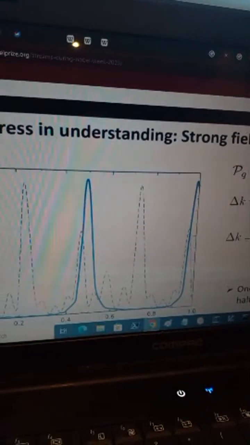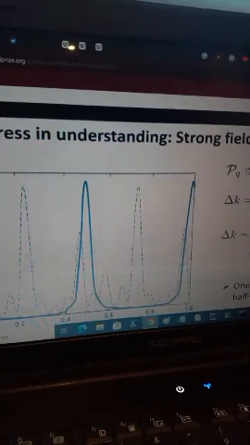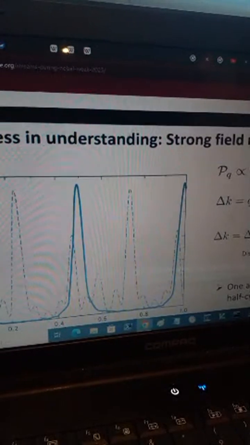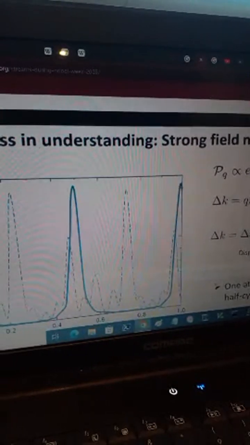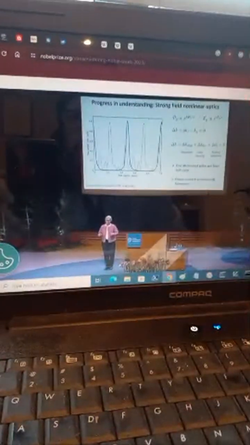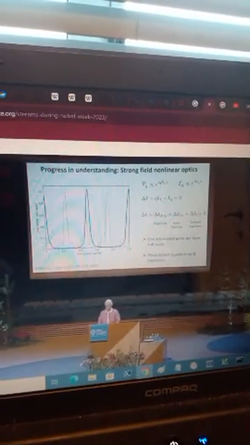And indeed, this is what we got. In dashed line you have the single atom response, while in blue you have the temporal structure of the total attosecond pulse stream. So we recover one attosecond pulse per laser half cycle and phase-locked harmonics. So at this point, we think that maybe we have attosecond pulses, but what is very important is to measure attosecond pulses.